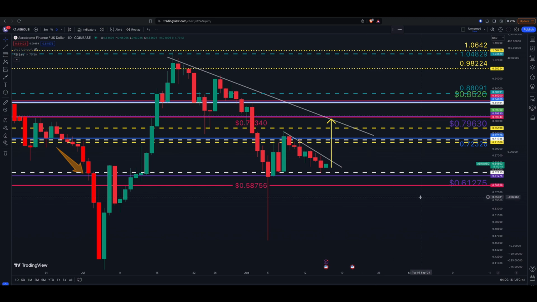up to around that 79,340 level. So that is quite bullish here for Aerodrome. Obviously, depends on what Bitcoin does and etc.